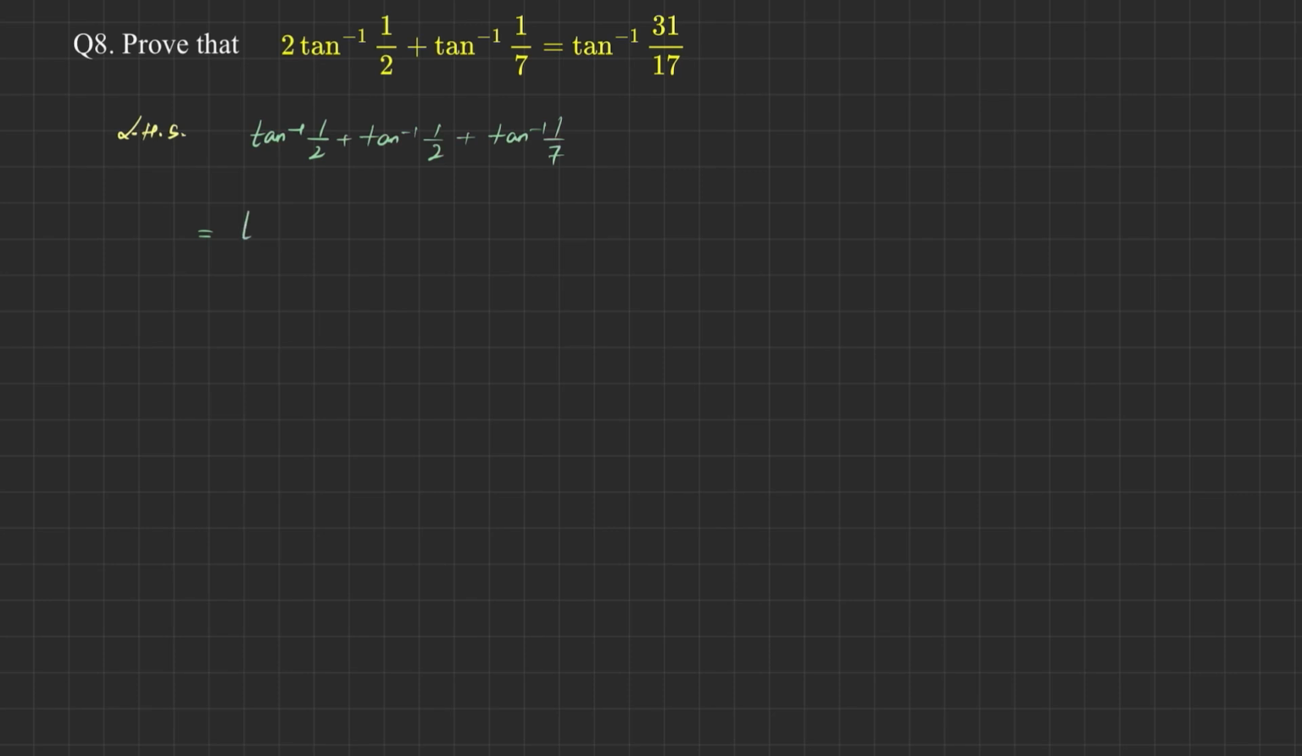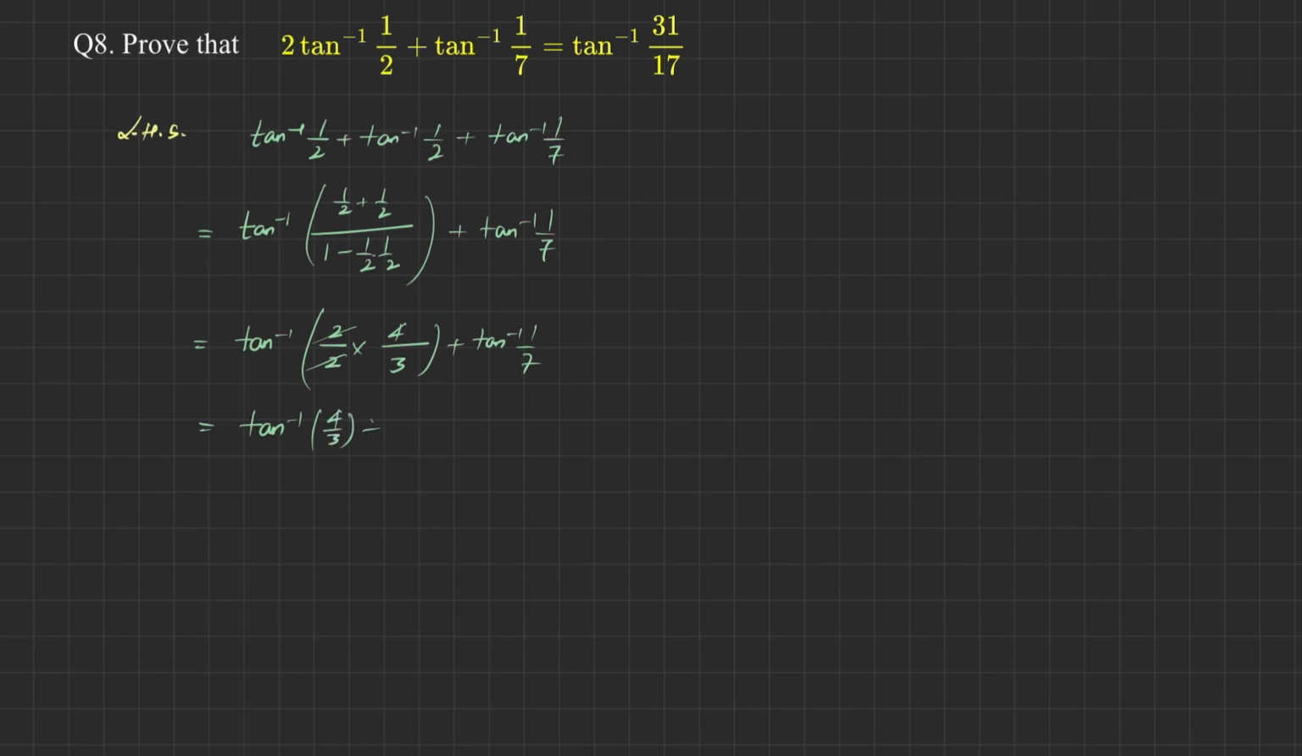So we can use that formula, that is tan inverse of (x plus y) over (1 minus xy) plus tan inverse of 1 over 7. So it will be equal to tan inverse of 4 over 3 plus tan inverse of 1 over 7.